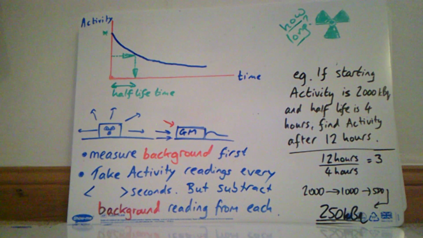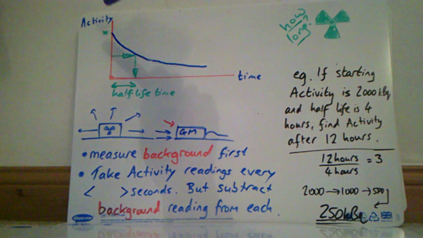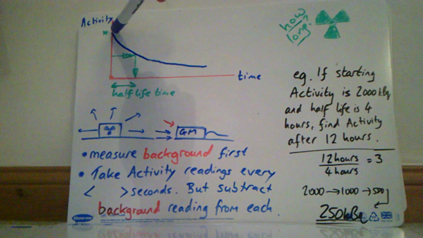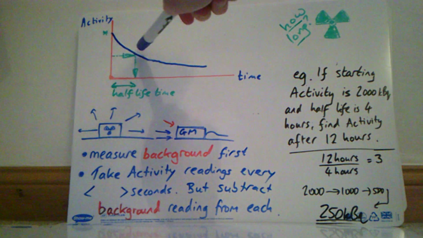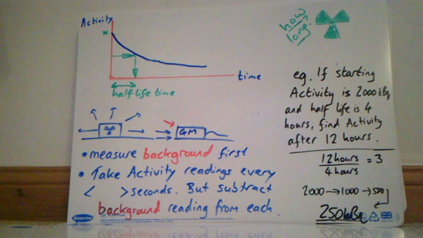So we have a half-life time. The half-life time is the time it takes for the radioactivity to fall to half of its original value. So if you're given a graph, look at the original value, halve it, go across and down, and that's the half-life time.